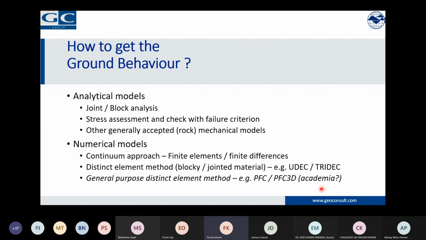And we start with a continuum approach, like finite elements, finite differences. And then also in use in rock mechanics is the distinct element method for blocky jointed material. I've given here some examples because they are the most popular software for this method: UDEC and 3DEC. And then one step ahead are the general purpose distinct element methods, which are mainly used for scientific research. That's why I put in this word academia, and these are the so-called particle flow codes. Usually not often used in engineering practice, but very powerful methods.